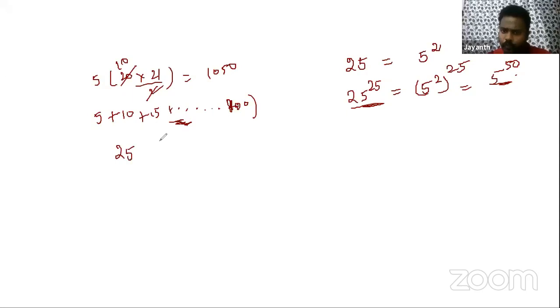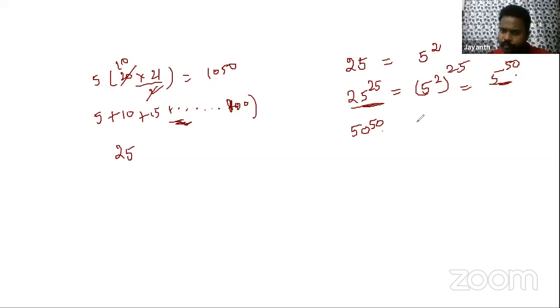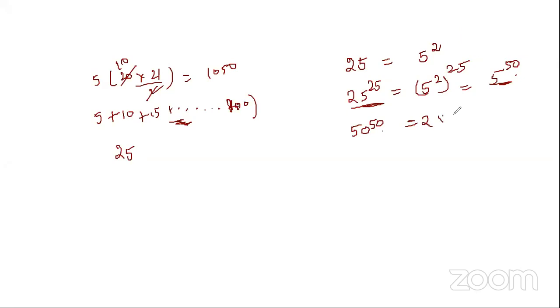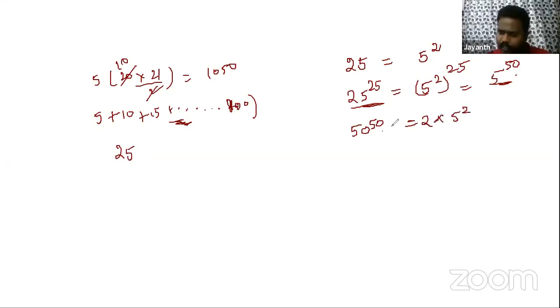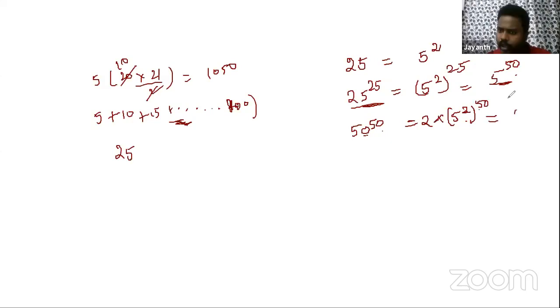Likewise, if you go for 50 power 50, 50 is nothing but 2 into 5 square, if you write it in prime factorization. So this is 2 into 5 square, to the power 50. So you have 5 power 100. You have 100 fives here, but you have counted only 50 here. So 50 power 50 has 100 fives, and that 50 extra has to be added.